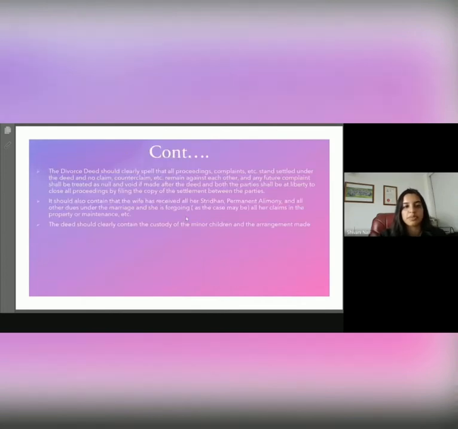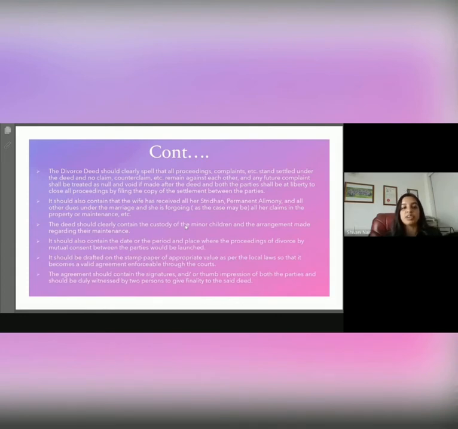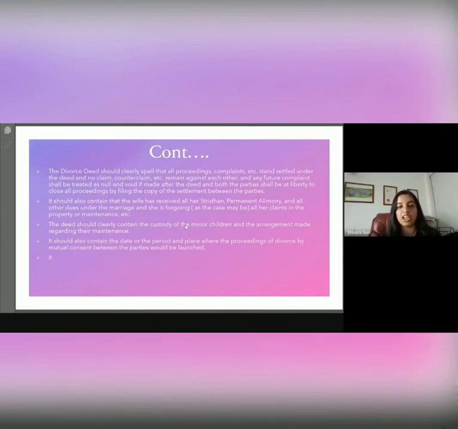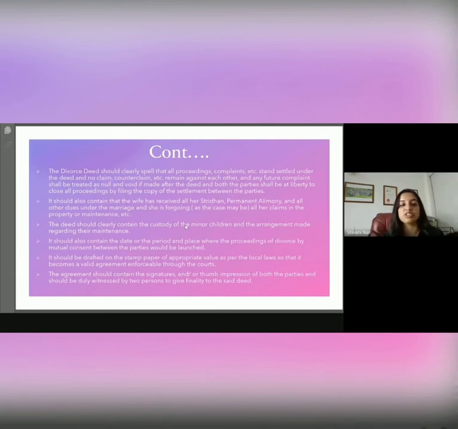Then the divorce deed should clearly spell out that all proceedings and complaints stand settled under the deed, and no claim, counterclaim, etc., will remain against each other, and any future complaint shall be treated as null and void after the deed, and both parties shall be at liberty to close the proceedings by filing a copy of the settlement between the parties. Which means whatever future disputes might arise, or whatever past disputes they had amongst each other, both the husband and the wife will amicably settle it.